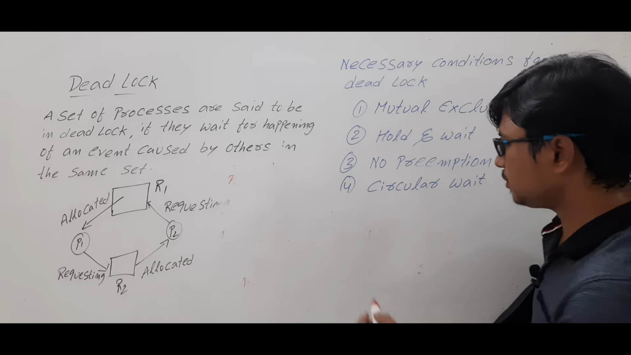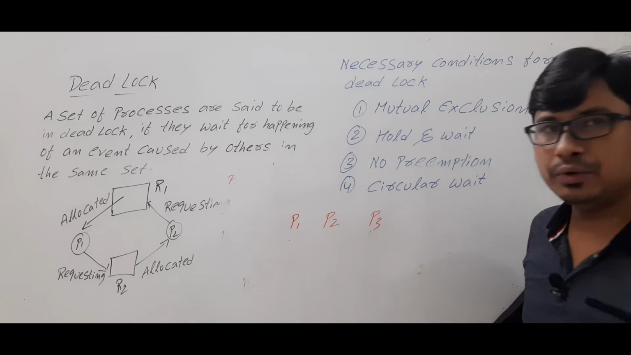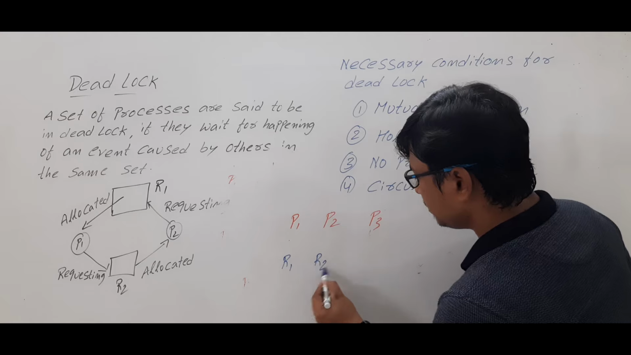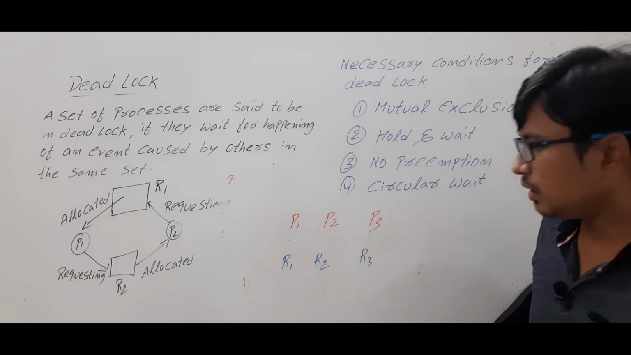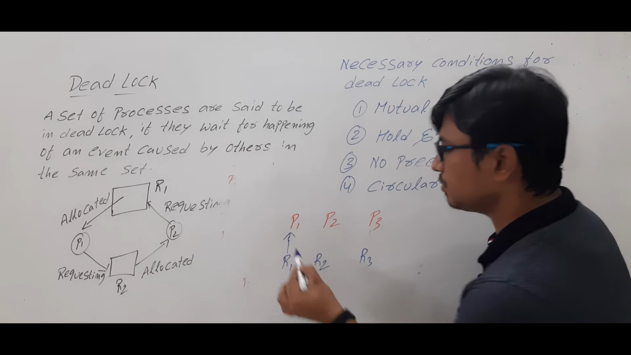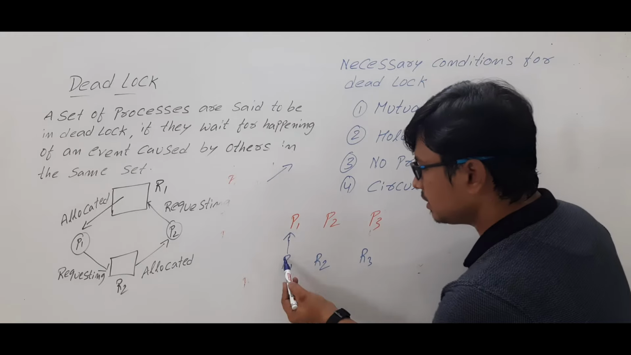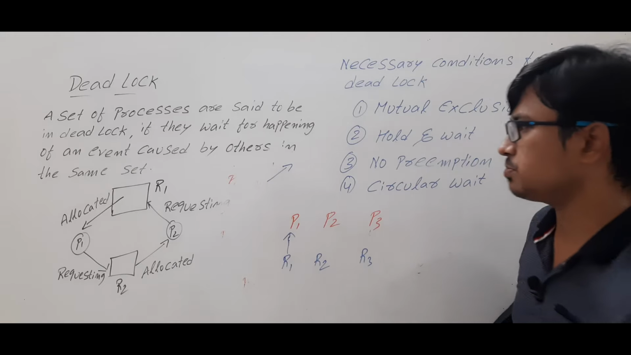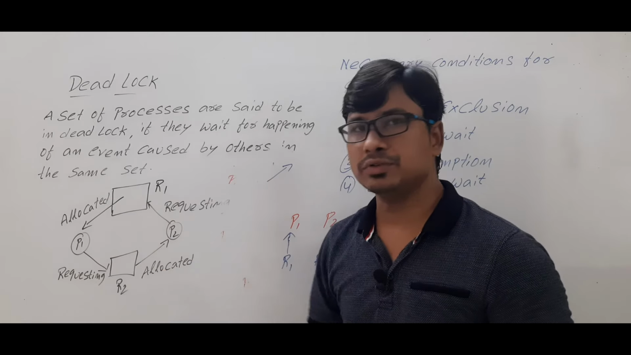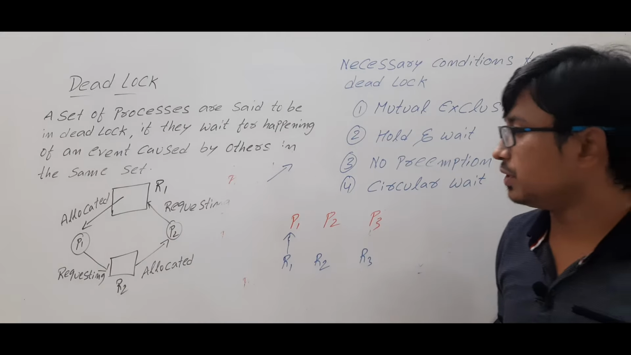Is it clear? Let's take that you have three processes such as P1, P2, P3. Now you have three resources such as R1, R2, R3. Now let's take that resource R1 has been allocated to the process P1. See, whenever I give the arrow towards the process, the meaning is that the resource has been allocated to the process P1. Similarly, R1 arrow towards the process P1 means that the resource R1 has been allocated to the process P1.